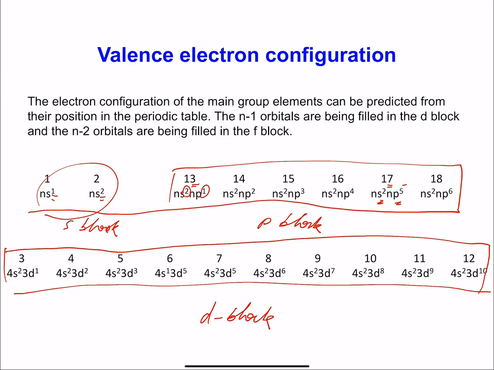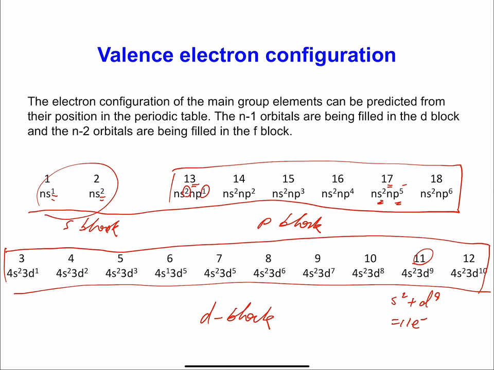Okay, so as you can see, we can also use the group numbers to tell the valence electrons for each group. So group 3, we have 2 S electrons, 1 D electron. Okay, and for group 4, we have 2 S electrons, 2 D electrons, and in group 11, we have 2 S electrons plus 9 D electrons. We have a total of 11 valence electrons.